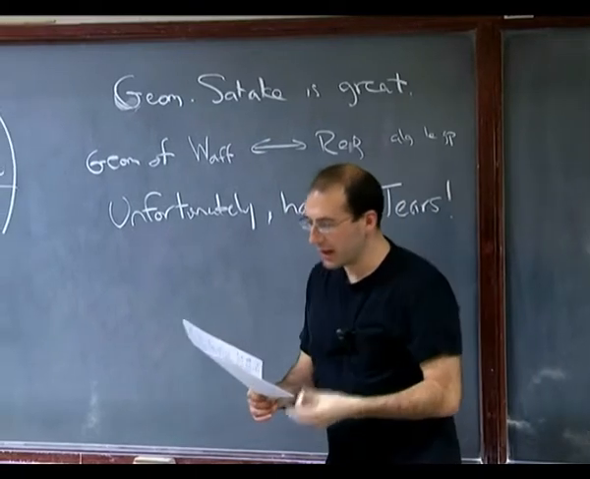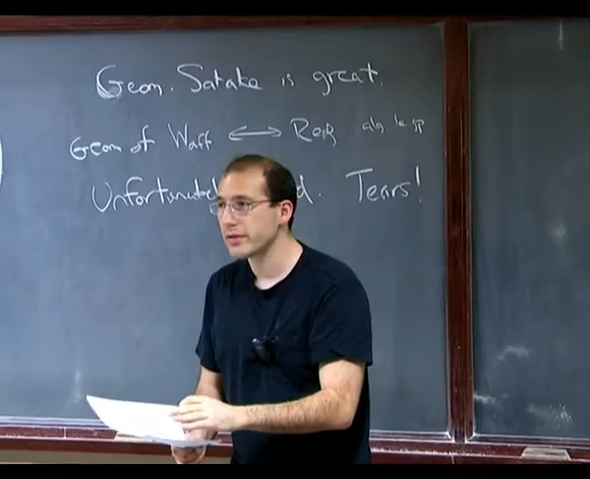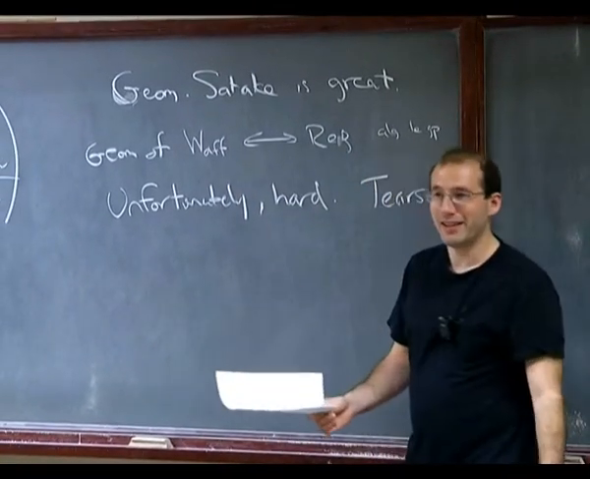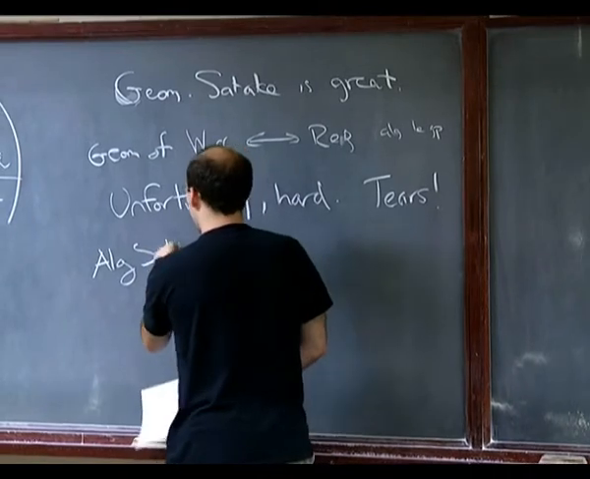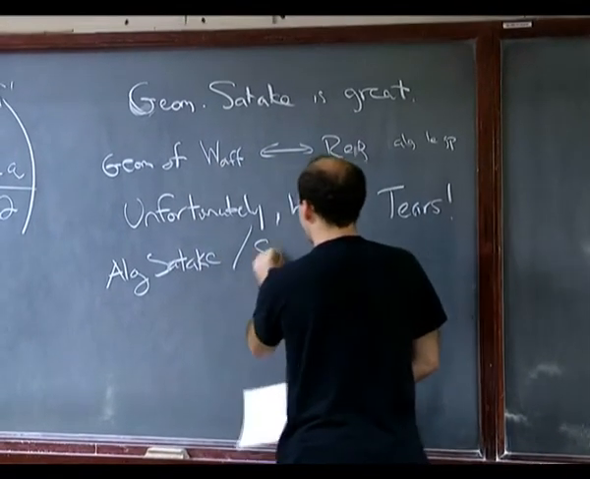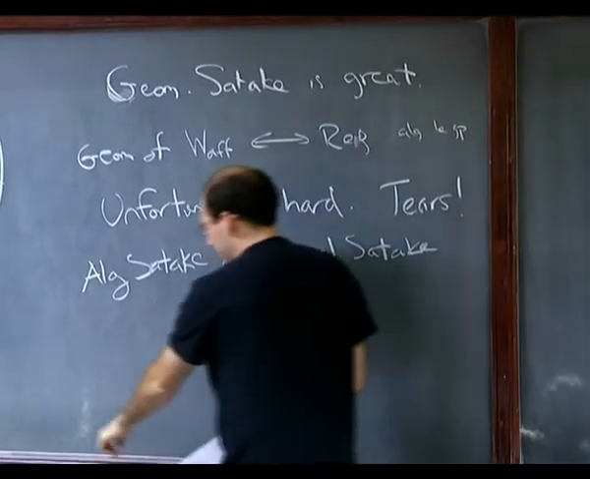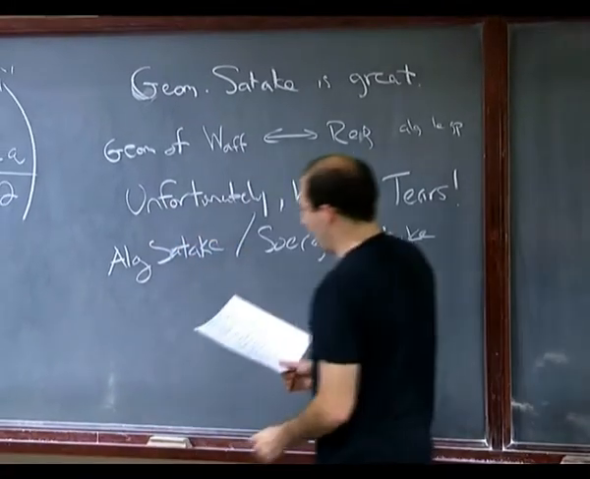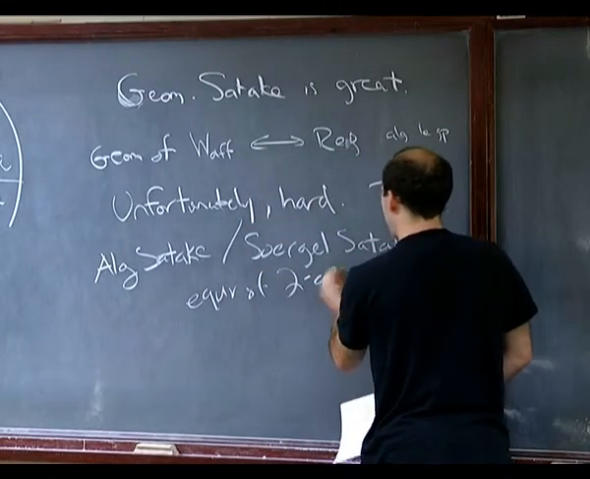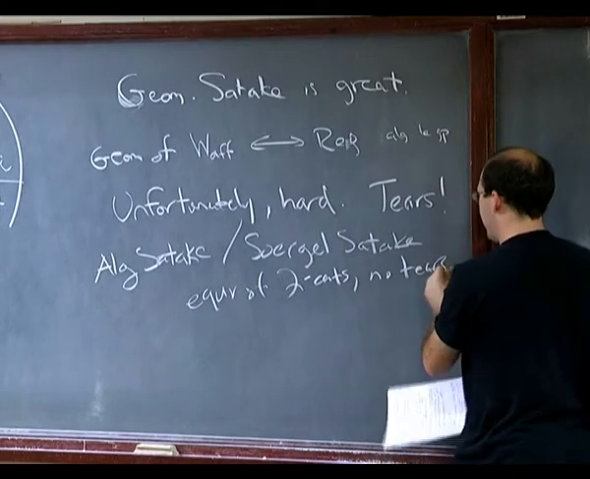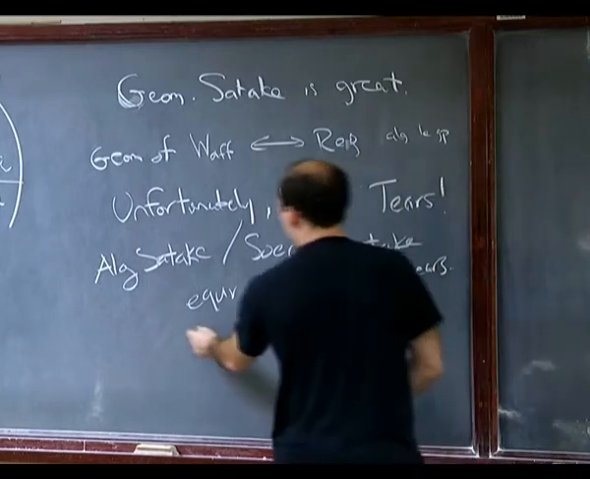Now, what I'm going to do in this talk is state and prove, or almost prove, an equivalence of two categories, which is easier in every way. I'm going to call this algebraic Satake, or Soergel Satake. There are actually two very similar, slightly different statements. This is going to be an equivalence of two categories which has no tears. It's quite easy. The proof is just straightforward and algebraic. Unfortunately, it only works in type A, and for actually important reasons.